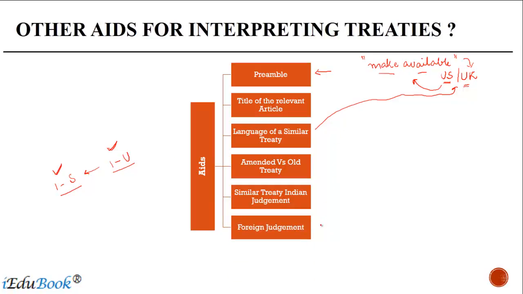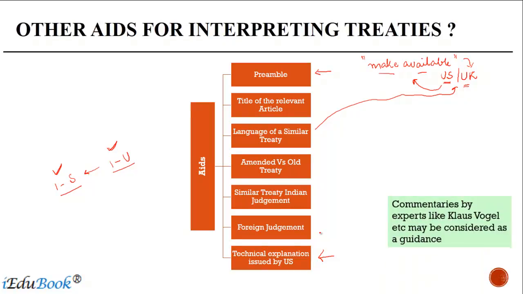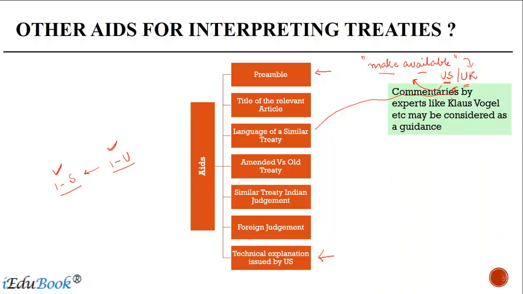A foreign judgment on the issue can also act as an aid for interpretation, and technical explanation issued by the US. So the US has this technical explanation to the treaties that they enter into, which points out what their viewpoint was when entering into a particular treaty, and that is something which can be used as an aid to interpretation. Again, there are significant commentaries done by experts who are renowned worldwide in the area of international tax, like Klaus Vogel, etc., that can be considered as guidance for interpreting tax treaties.